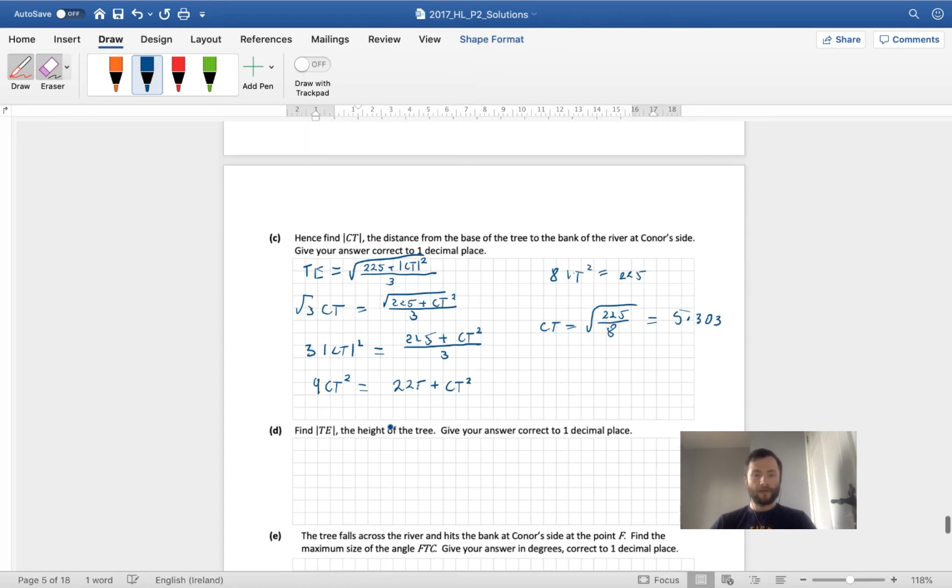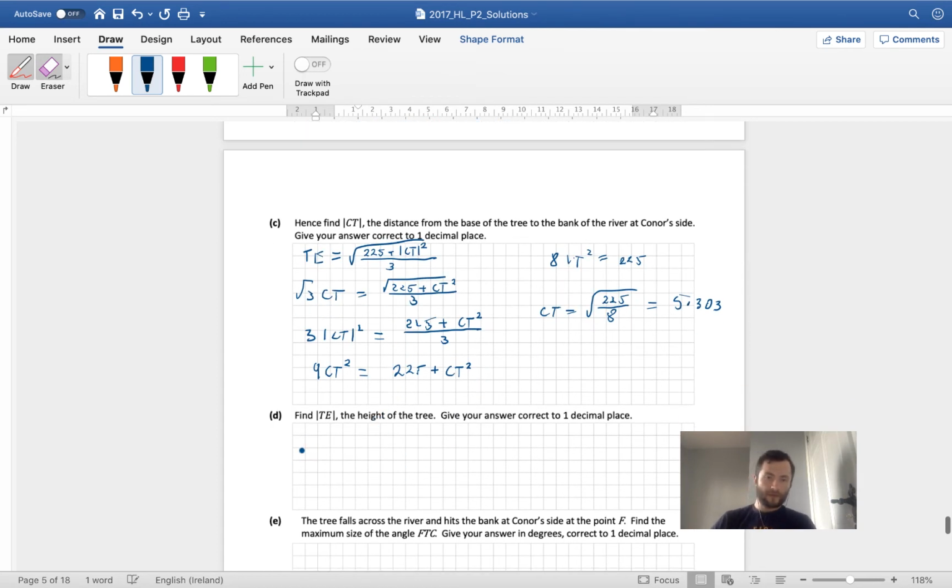And then to get the length of TE, I'm going to go back to the previous equation. TE equals root 3 CT, which is equal to root 3 by 5.303, and that gives me a quantity of 9.2 meters, correct to 1 decimal place.